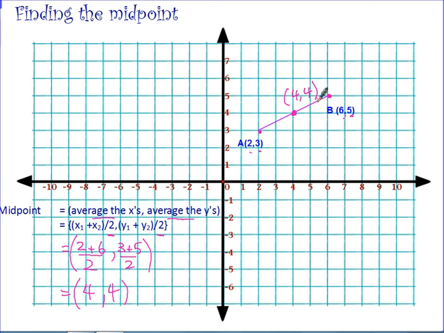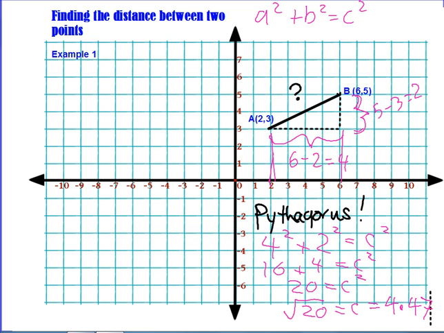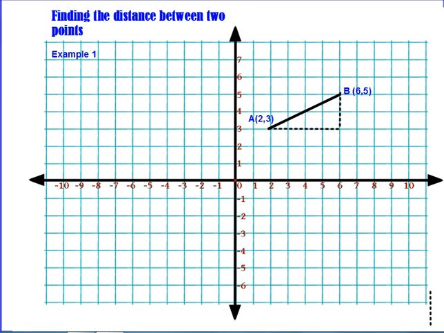Let's have a look now at finding the distance between 2 points. So I've got the same 2 points here, and I want to find the distance between 2, 3 and 6, 5. Now what I notice about this line that I'm trying to find the distance of is that it is the hypotenuse of a right angle that I can draw underneath it. And this is the right angle that I'm quite familiar with. It might be a right angle that I draw to work out the gradient. So I've got the rise here and the run here.